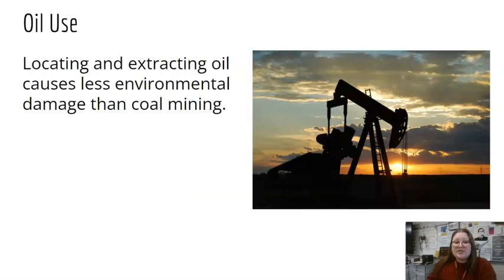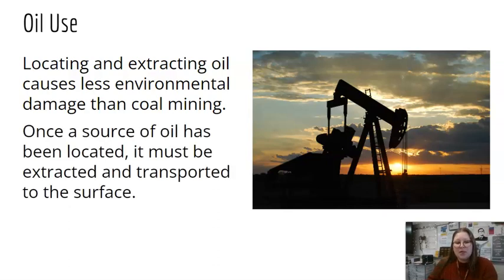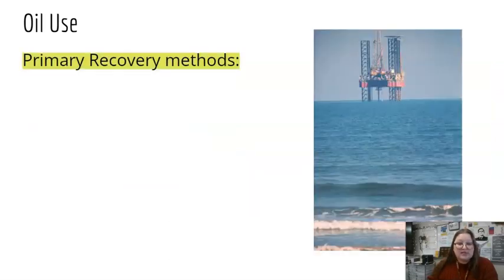And locating and extracting oil causes less environmental damage than coal mining. So we talked about coal mining. You can either do strip mining, where you're stripping off the surface, or you are doing underground mining, which is dangerous and also has some consequences. And once a source of oil has been located, it must be extracted and transported to the surface. So there are 3 different recovery methods, or 3 kind of steps.